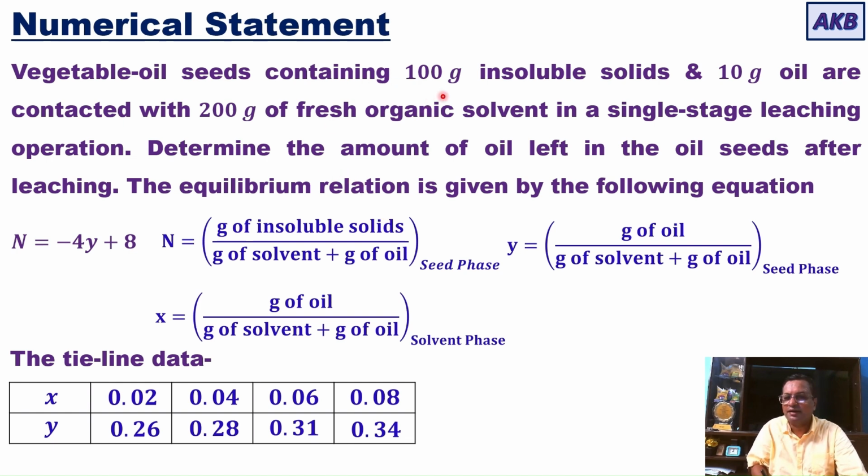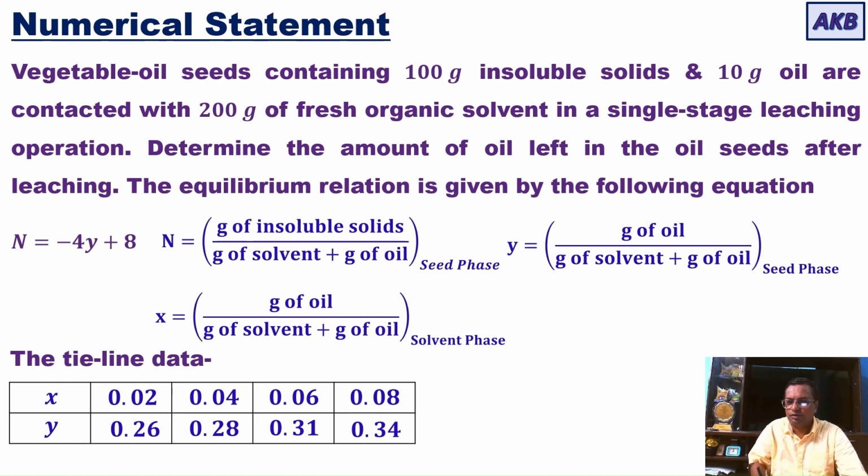So the feed is 100 gram of insolubles. The feed contains a mixture of insoluble solids and oil, which is to be recovered in a single stage leaching operation. In this case, the feed is 100 gram insoluble solids plus 10 gram oil, and this is contacted with 200 gram of fresh organic solvent in a single stage leaching operation. And after the end of the operation, we are supposed to find out the amount of oil left in oil seeds after leaching. And you have the equilibrium relationship. I have just discussed it.